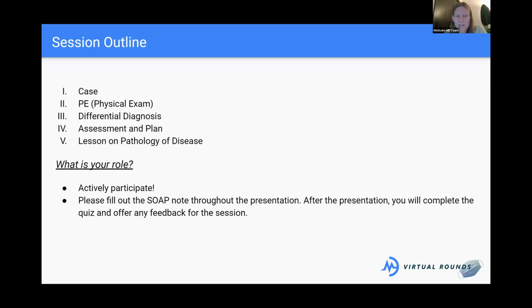So we'll start with our patient case. We will go through a patient physical exam. That's a really important bulk of today's talk, because physical exam is super important in diagnosing musculoskeletal and sports injuries. Then we'll go through a differential diagnosis, talk about our assessment and plan for our patient, and then talk a little bit about the anatomy and pathology of disease.